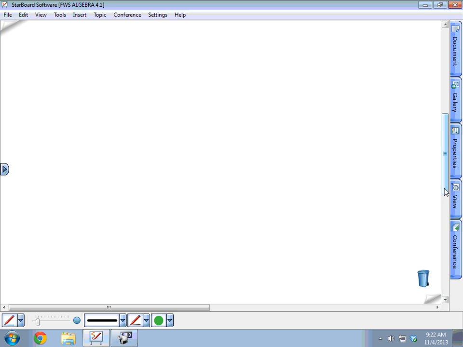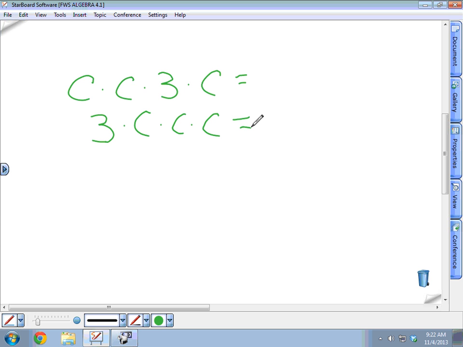Eric? First thing you're going to do is find your constants, and the only constant you have here is a 3. So just rearrange them so that you have your constant and then your variables. Well, 3 is by itself, so there's nothing else to multiply it by. And then what is c times c times c? C to the third power, or c cubed, whichever way you want to say it. So you would say 3c cubed. Okay. All right.